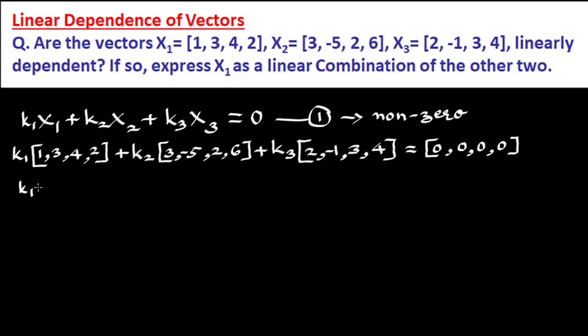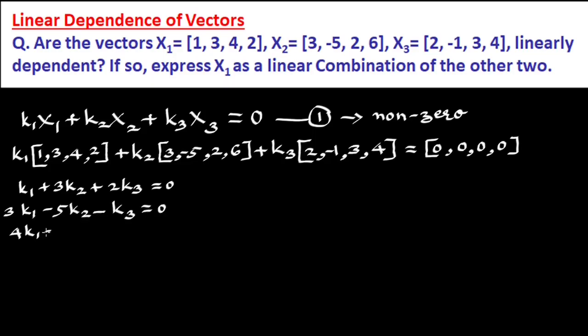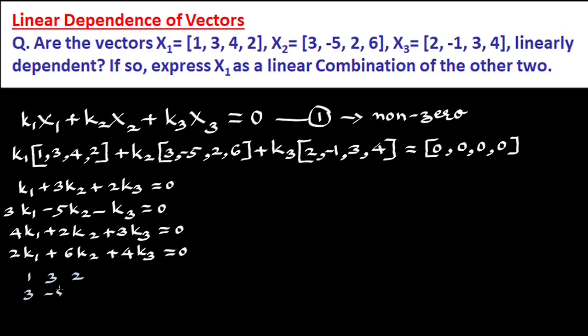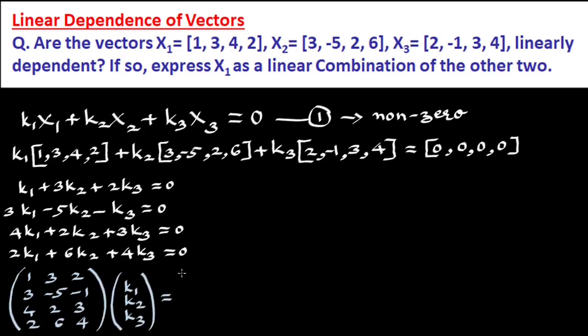We get k1 plus 3k2 plus 2k3 equals 0. 3k1 minus 5k2 minus k3 equals 0. 4k1 plus 2k2 plus 3k3 equals 0 and 2k1 plus 6k2 plus 4k3 equals 0. Now we will write them in the matrix form. 1 3 2, 3 minus 5 minus 1, 4 2 3, 2 6 4, k1 k2 k3 equals 0 vector.